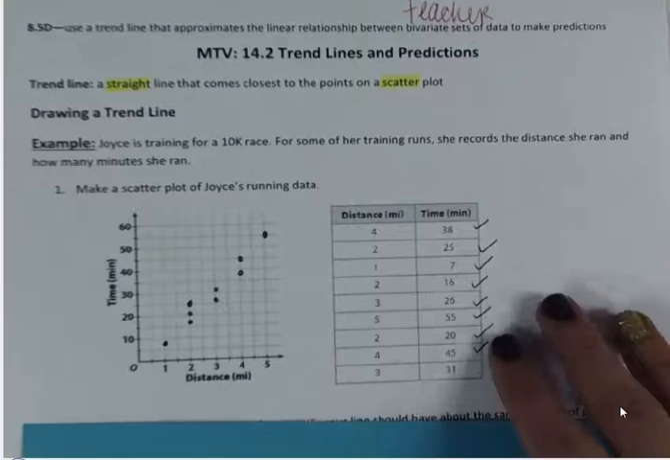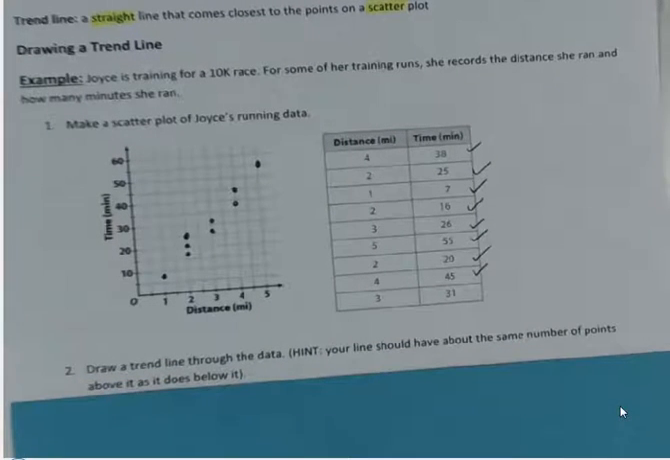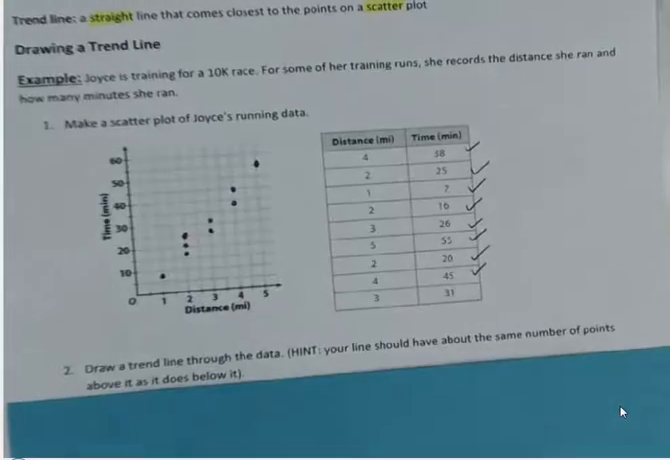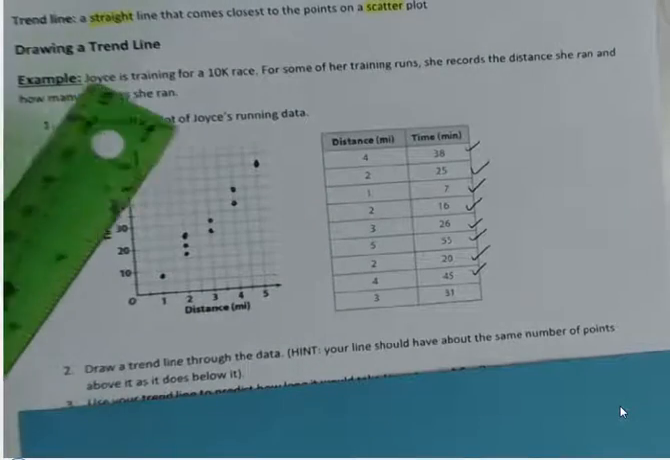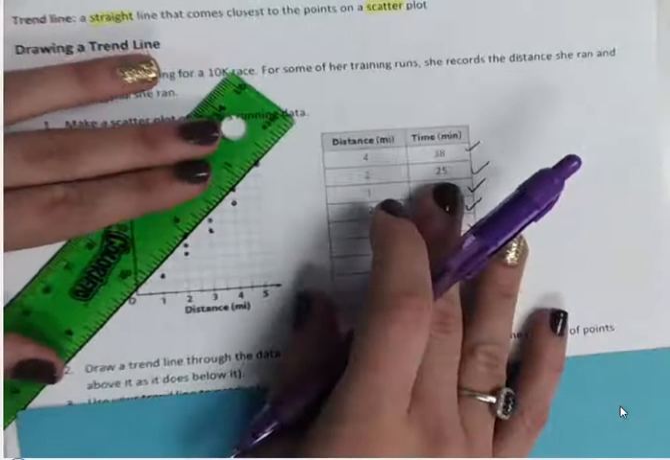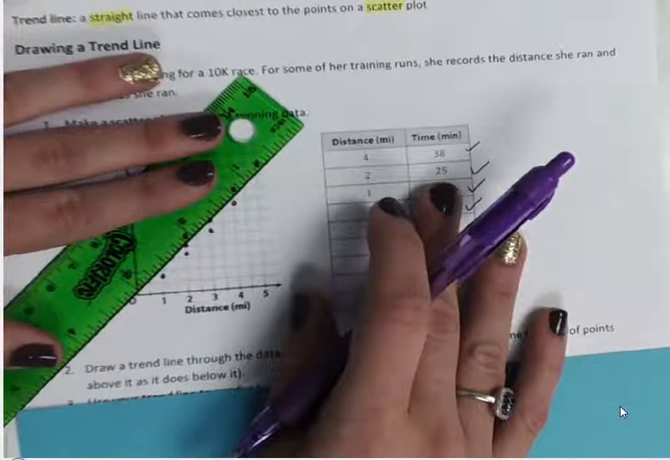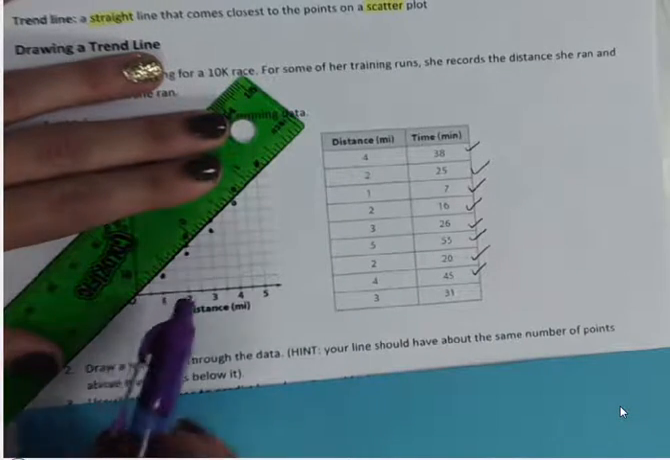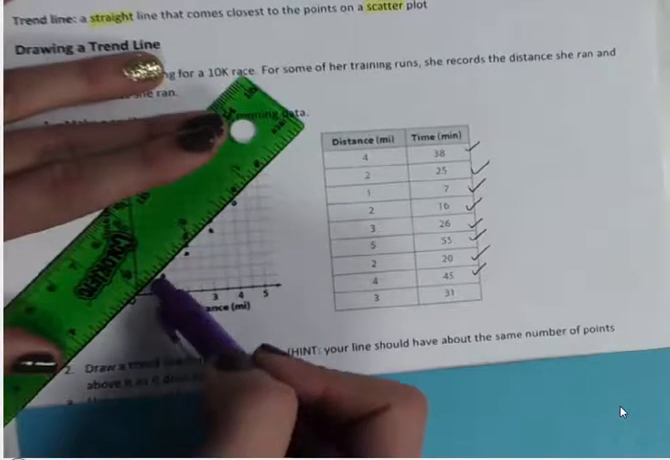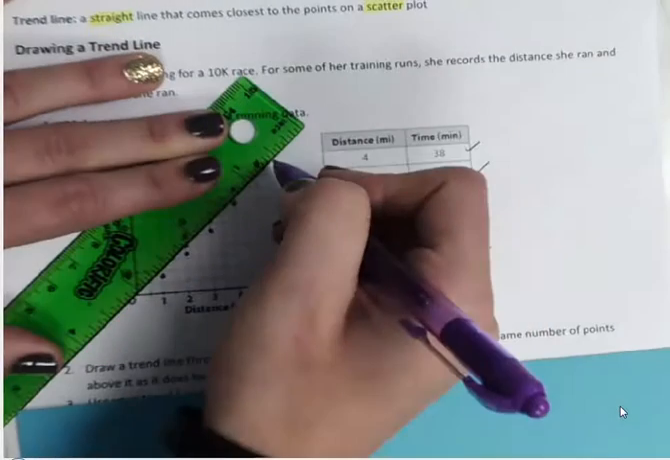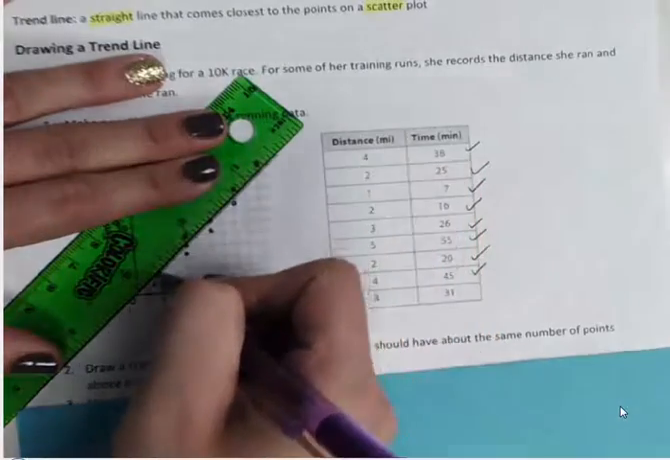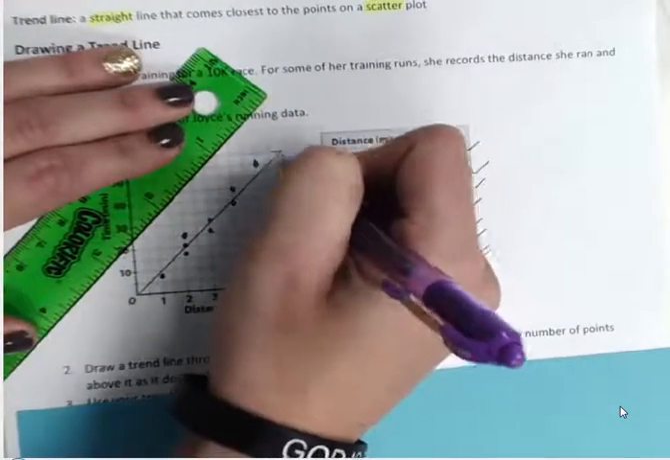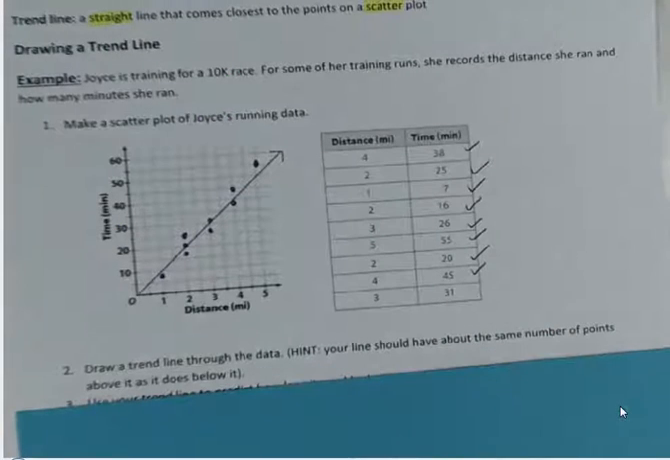Alright, now the second part says, draw a line through the data. Hint, your line should have about the same number of points above it as it does below it. So this is where our ruler comes in. It kind of looks like it's going to go through the origin, so I'm going to draw a line like this, and because I have a clear ruler, I can see that I have 1, 2, 3 above and about 4 below, so that's pretty accurate. So there's my trend line, alright?